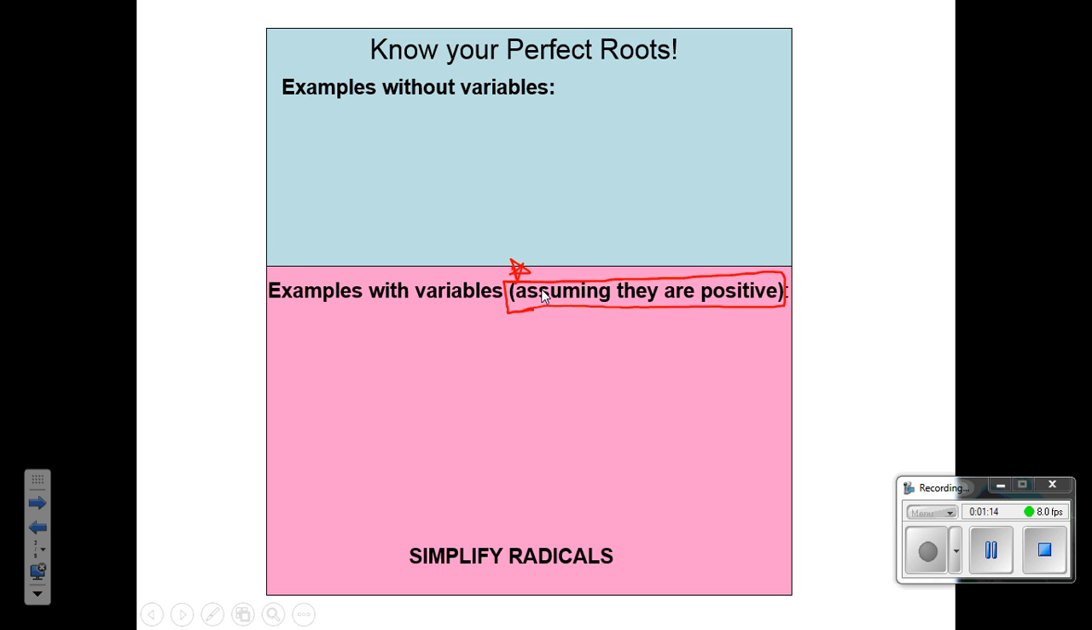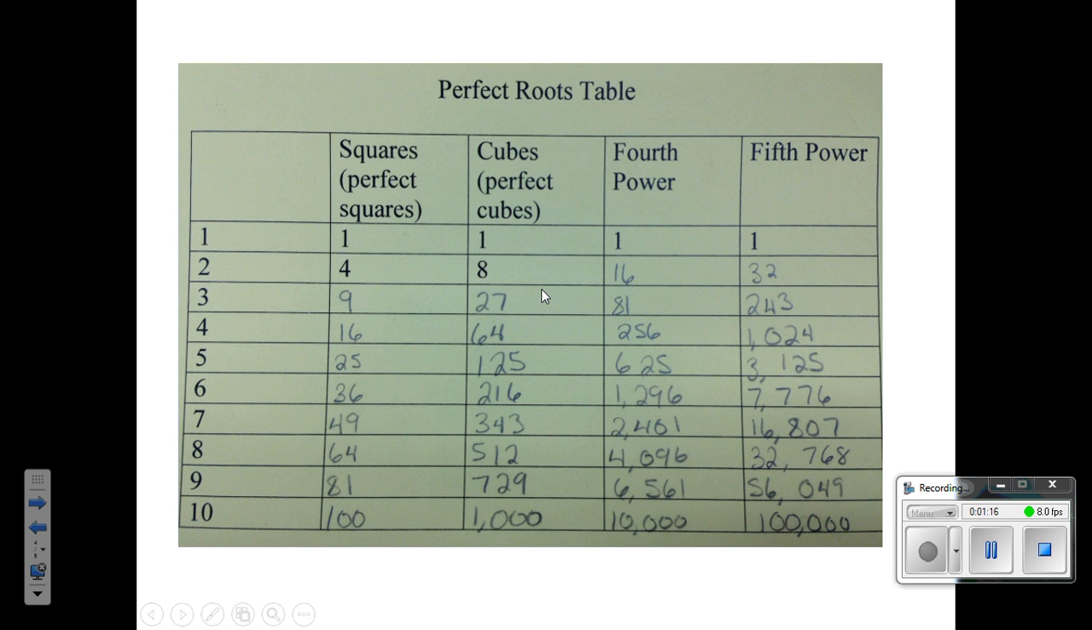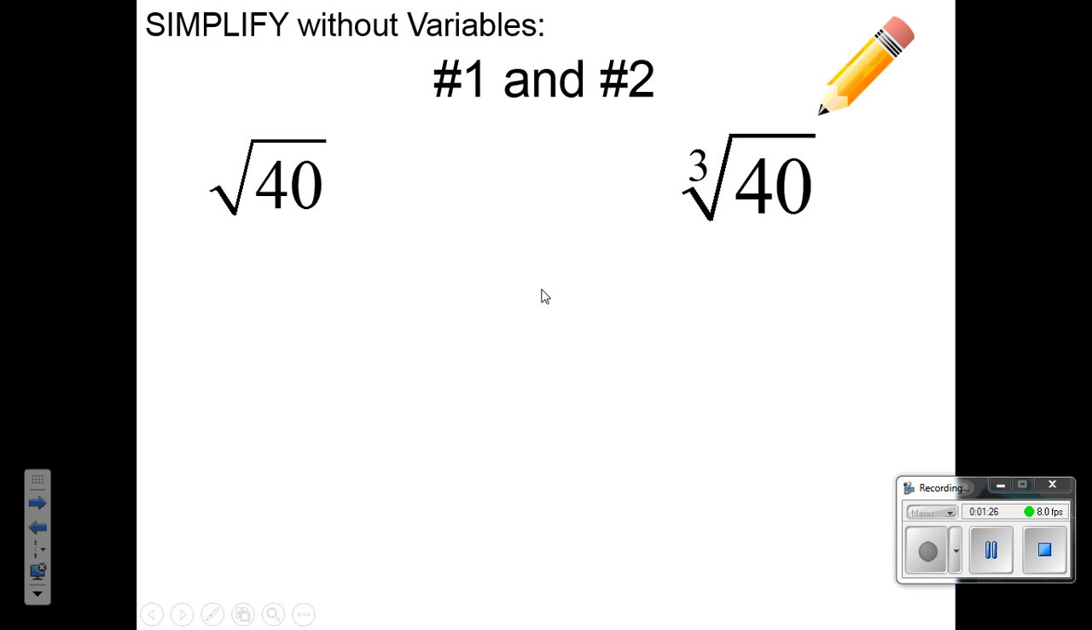All right, so let's get started. Before we do though, you need to have that perfect roots table, that yellow sheet, out and handy so that we can reference it. We're going to start by simplifying radicals, number 1 and number 2. There are actually 4 of these problems, so make sure you have enough room for 4 of them.